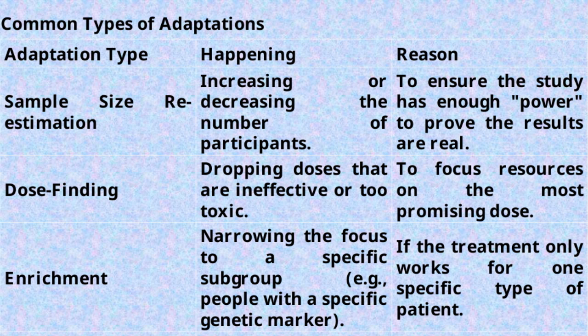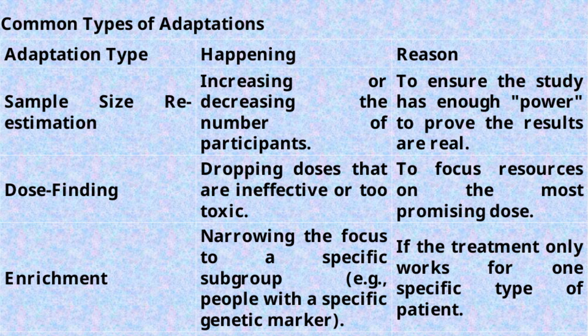First up is sample size re-estimation. This involves adjusting the number of participants, either increasing or decreasing, to make sure our study has enough power to really detect a true effect. Essentially, it helps us confirm that our results are reliable and not due to chance.